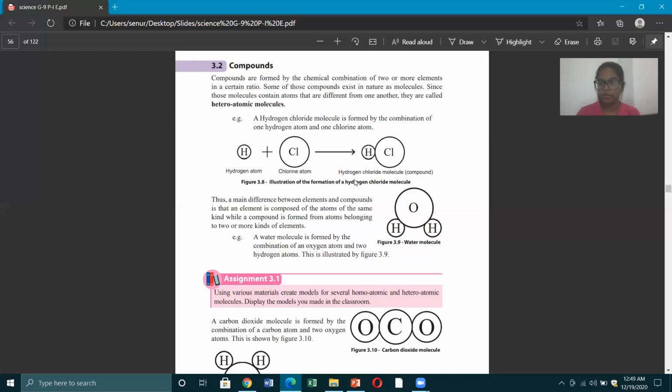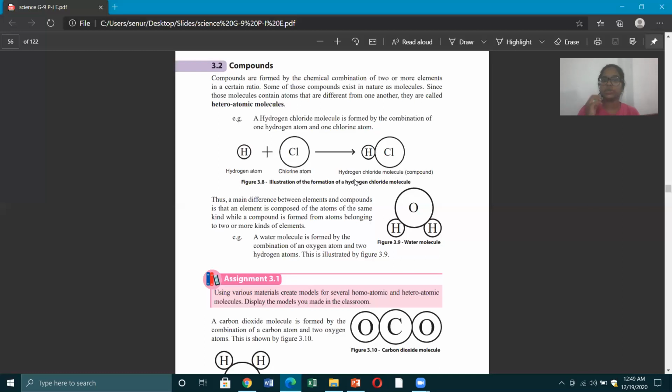No, because those are homoatomic molecules, since those are the same atoms combined together. But heteroatomic molecules are when atoms are combined together and those atoms are different from one another.